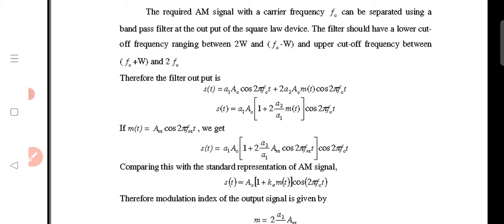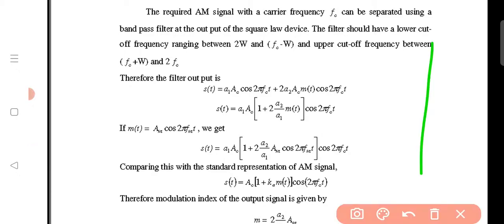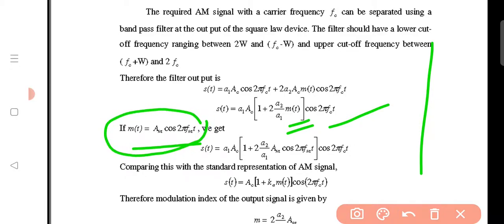So now you observe a1 Ac cos 2 pi fct plus 2 a2 Ac m of t cos 2 pi fct. Okay, so you just rearrange this equation as: a1 Ac into 1 plus 2 a2 by a1 m of t into cos 2 pi fct. Now substitute the value of m of t. What is m of t? It equals Am cos 2 pi fmt. So now substitute this m of t value in the above equation.